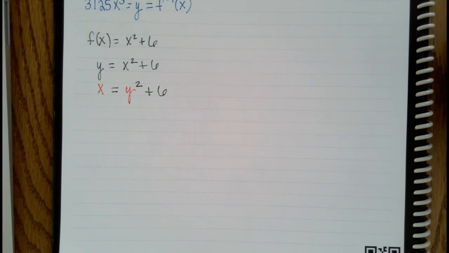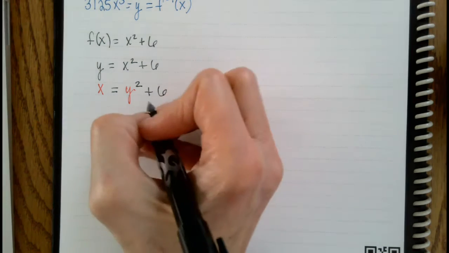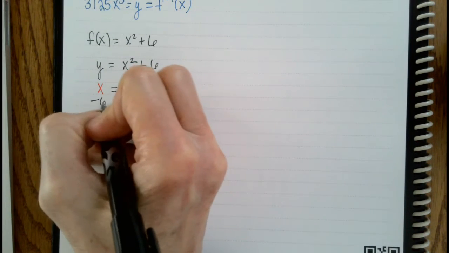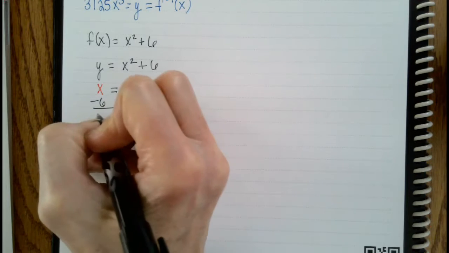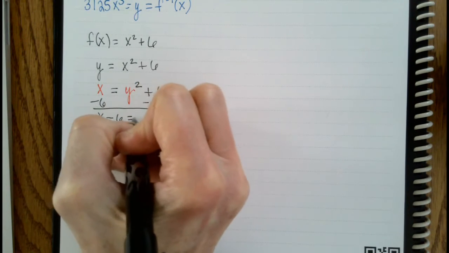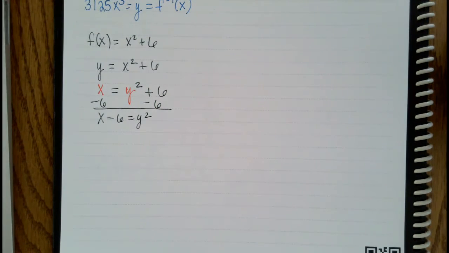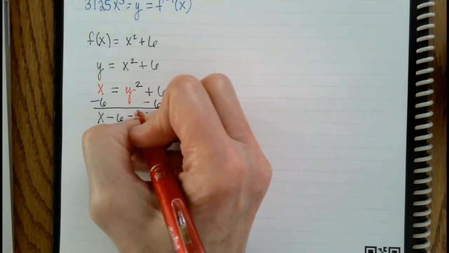And what we want to do is solve for y. So we're going to subtract 6 from both sides. We get x minus 6 equals y squared. And we need to undo the square. So we're going to take the square root.